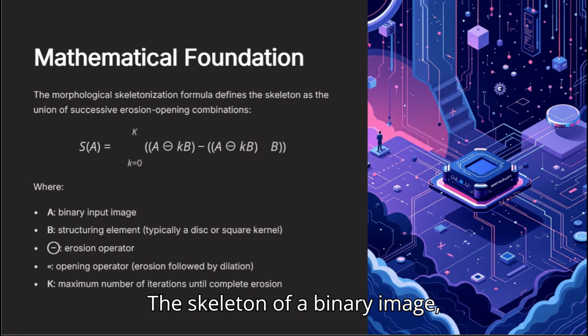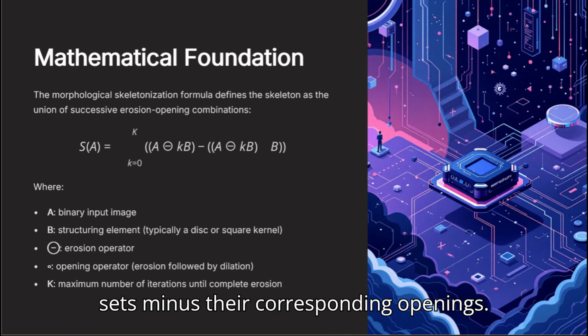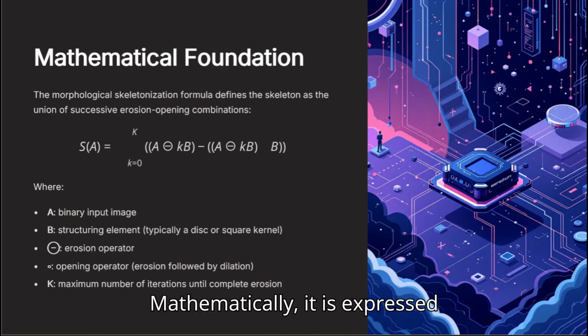The skeleton of a binary image, denoted as S(A), is defined as the union of eroded sets minus their corresponding openings. Mathematically, it is expressed as S(A) equals the union of (A ⊖ kB) minus ((A ⊖ kB) ∘ B). The process continues until the object completely disappears.